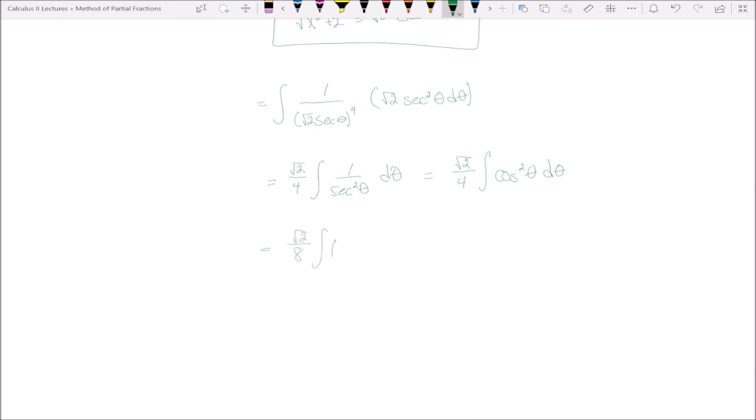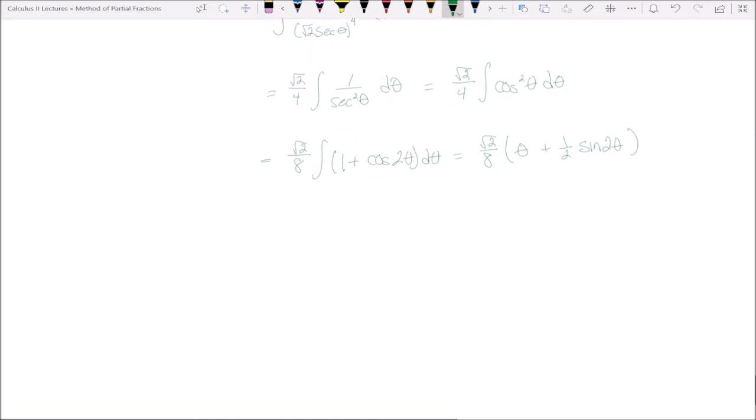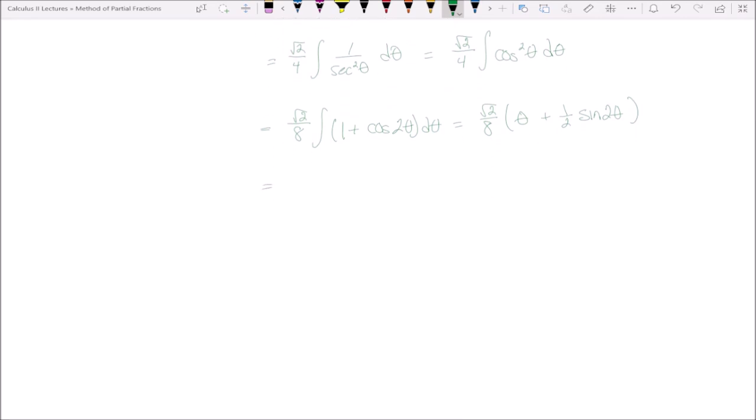That's root 2 over 8 antiderivative of (1 + cosine 2 theta) d theta. Root 2 over 8 times the quantity theta plus a half sine 2 theta. So root 2 over 8 times theta plus root 2 over 8 sine of theta cosine of theta. Right, because remember, half sine of 2 theta is sine theta cosine theta.